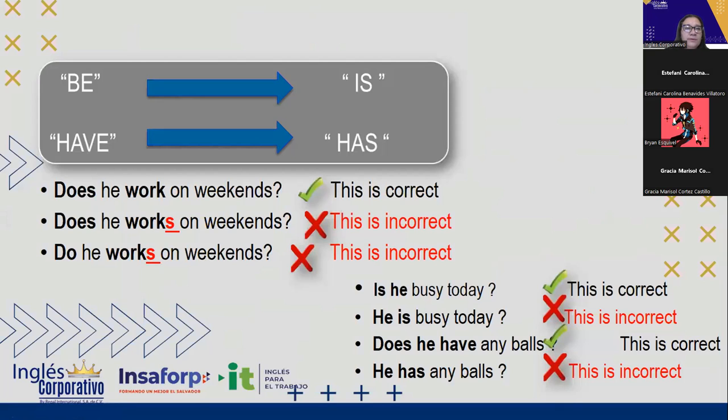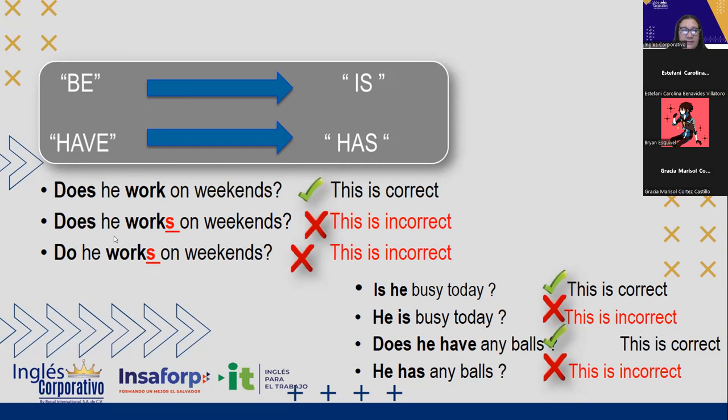Algunos verbos, pues, cambia totalmente la forma. Be, sabemos que es for third person, is. And have va a ser has. Aquí no sigue la regla, right? De que solo a have le voy a poner la S. Y voy a decir has, no. Have is has. Okay. Does he work on weekends?